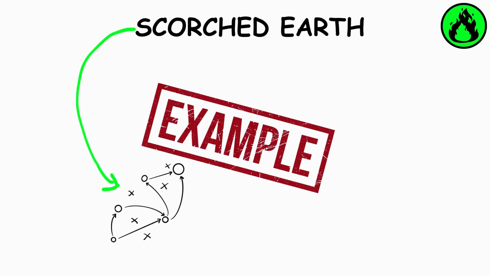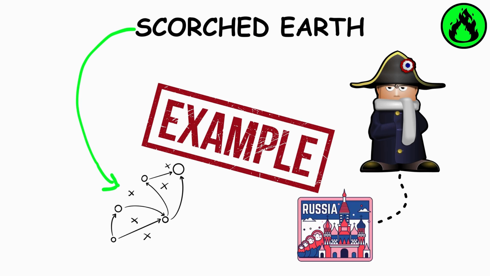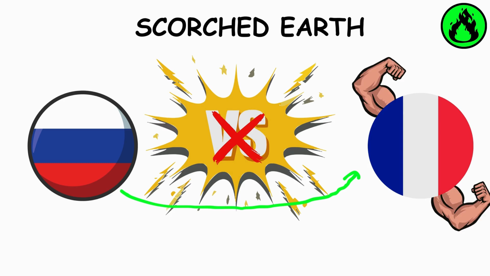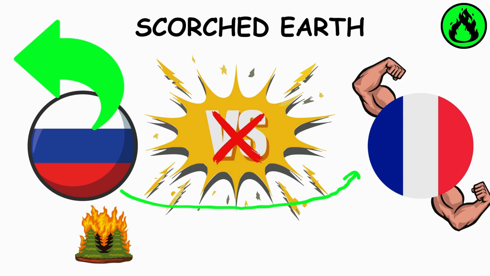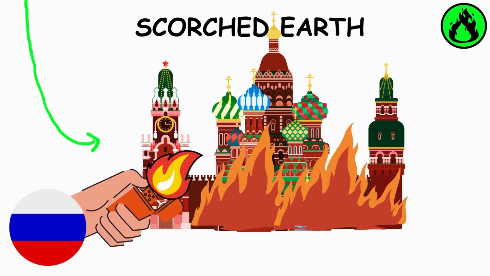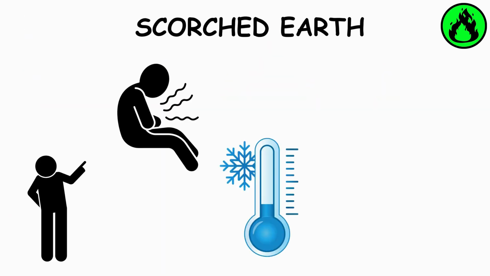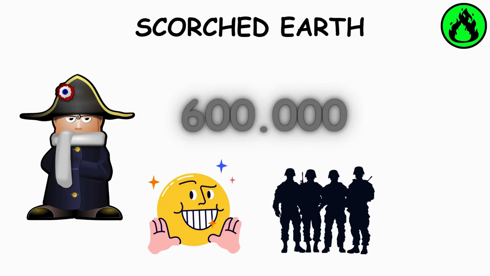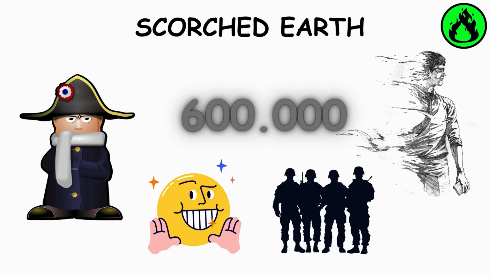An example of this tactic is Napoleon's campaign in Russia. Russia, which did not engage in open warfare against France, which was stronger than it, retreated, destroyed all the grain and livestock, and set fire to Moscow with its own hands. Because of hunger, cold, and disease, Napoleon Bonaparte's huge army of 600,000 men was almost wiped out.